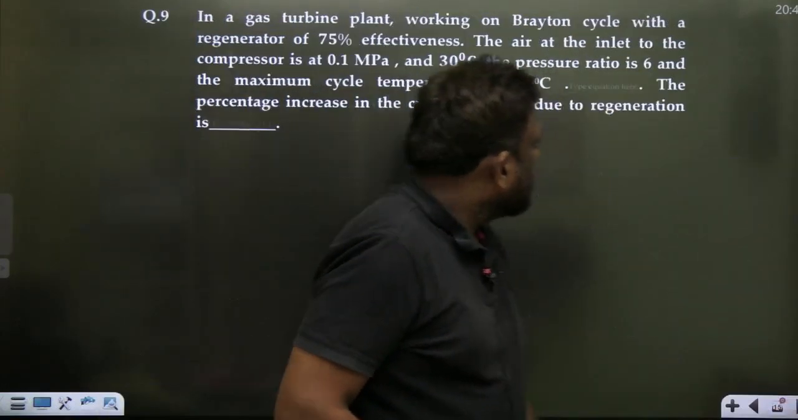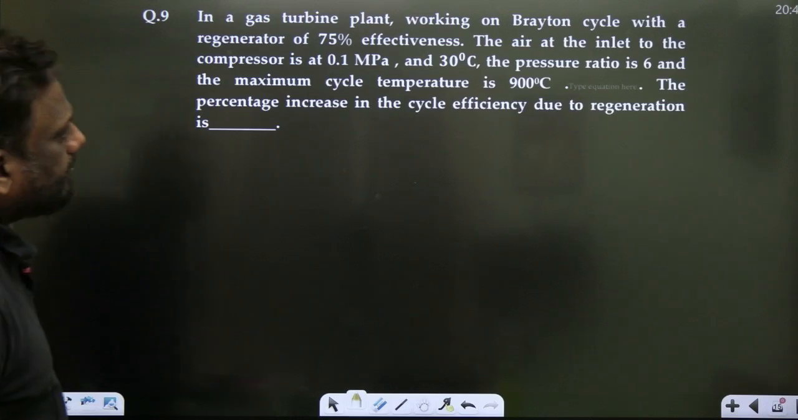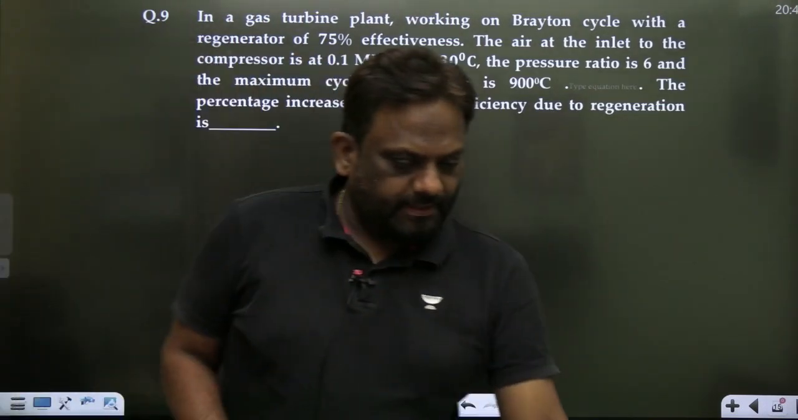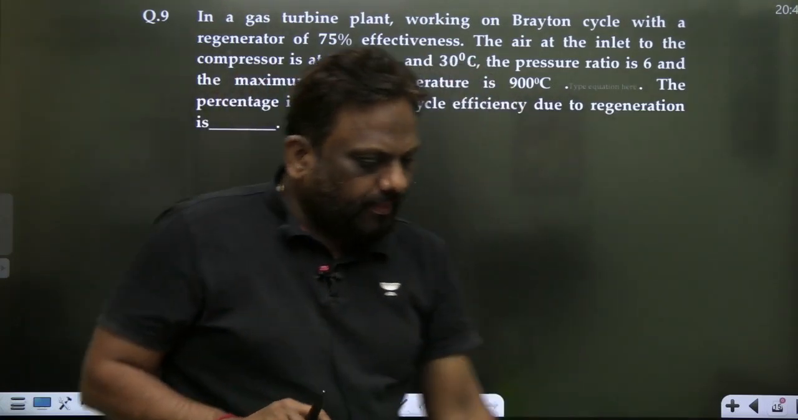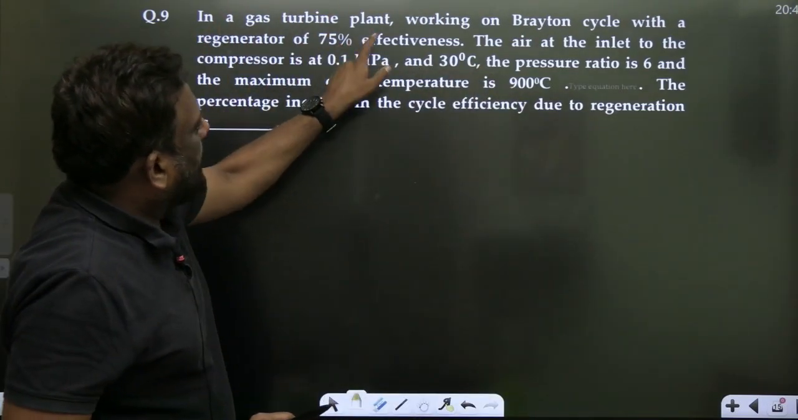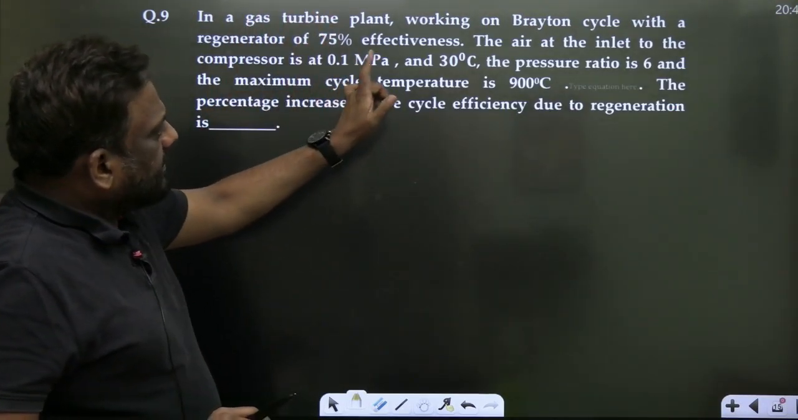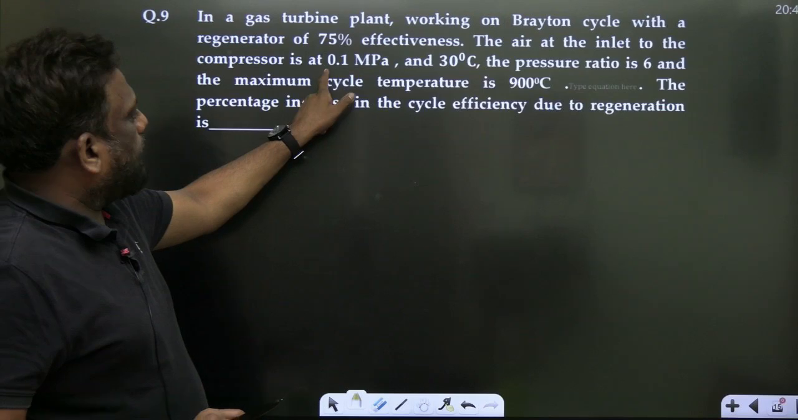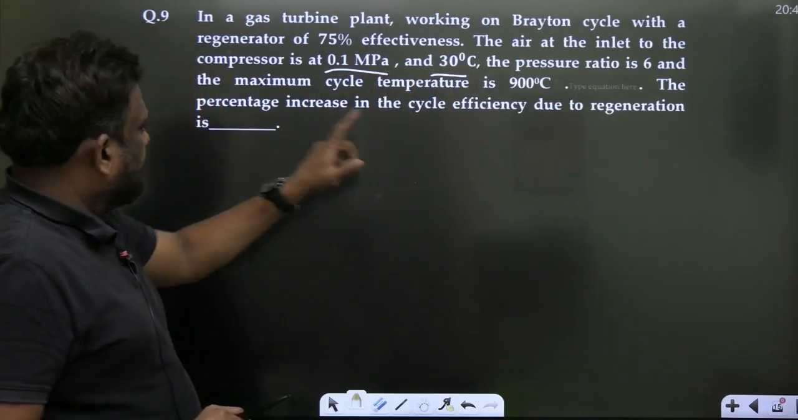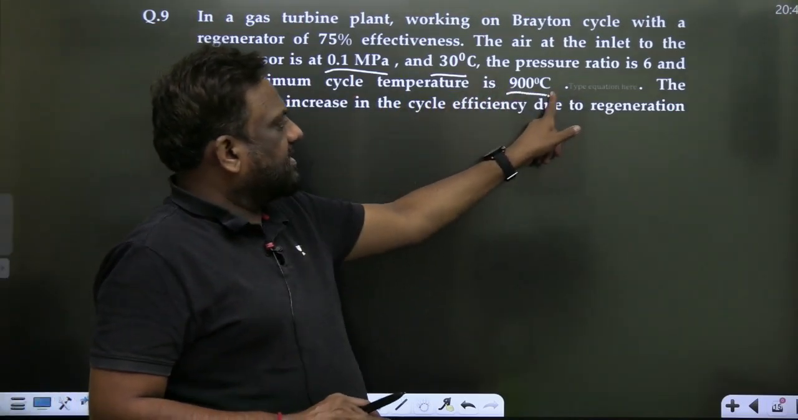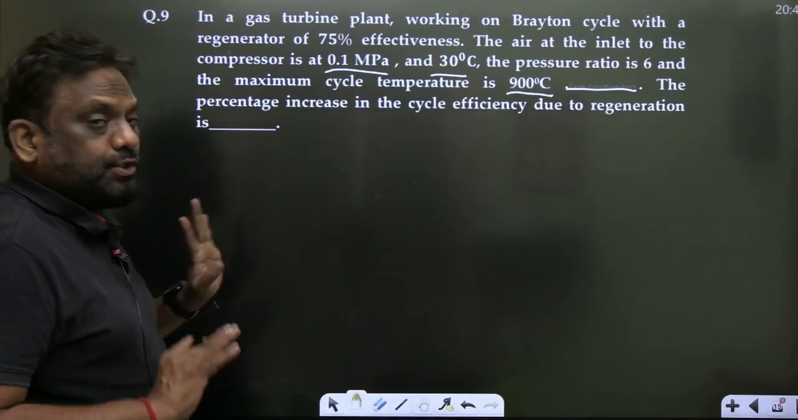Let's check. Okay sir. Come on, read the question. In a gas turbine plant working on Brayton cycle with a regenerator of 75% effectiveness, the air at the inlet to the compressor is 0.1 megapascal and 30 degrees centigrade. The pressure ratio is 6 and the maximum cycle temperature is 900 degrees centigrade. The percentage increase in the cycle efficiency due to regeneration.